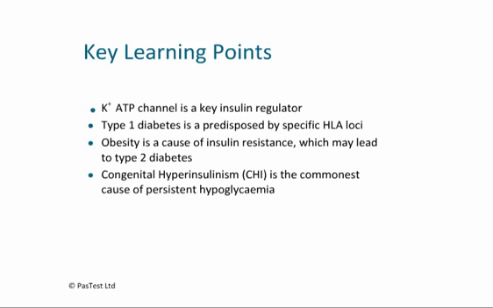The key learning points in this lecture are, therefore, that the potassium-sensitive ATP channel is a key insulin regulator, and may be mutated in congenital hyperinsulinism. Type 1 diabetes is predisposed by specific HLA loci. Obesity is increasingly common and causes insulin resistance, which may lead on to type 2 diabetes. Congenital hyperinsulinism, although rare, is the commonest cause of persistent hypoglycemia in infancy.